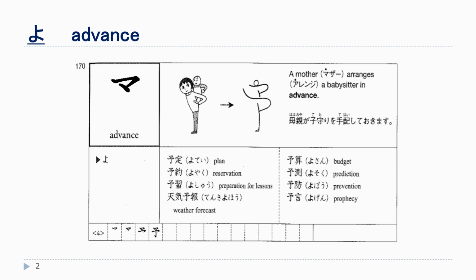Our next kanji means like in advance. This kanji is not one that we are going to focus on for the meaning, but we are studying it now because it is a part of another kanji. It will come up later in words like yoyaku and yoshu, which we haven't studied yet.